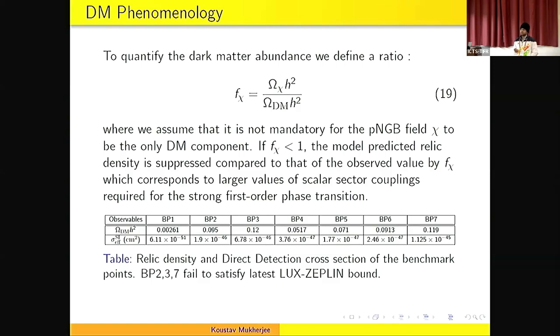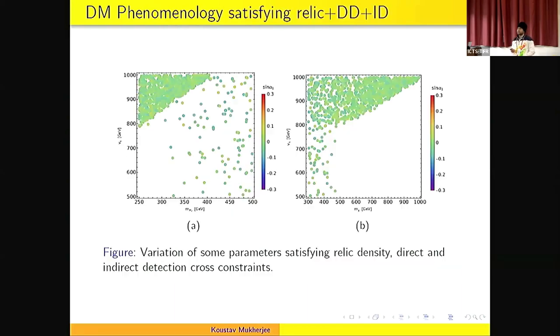These correspond to the 7 benchmark points. We can clearly see that the latest LUX-ZEPLIN 2024 result excluded the BP 2, 3, and 7 points. So we only want 4, 5, 6 of the remaining points, where we can have strong first order phase transition along with the dark matter relic density and direct and indirect detection all satisfied. So this is just a pictorial representation of which parameters have the most important influence on the dark matter relic density and direct detection cross section, mainly the VS parameter.